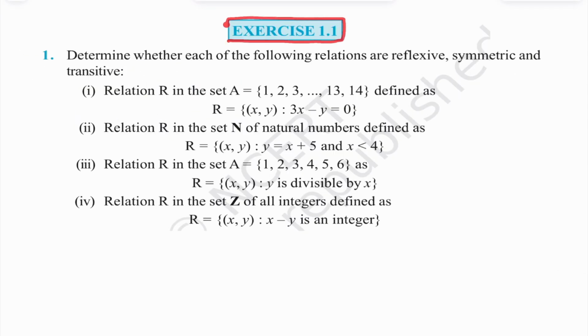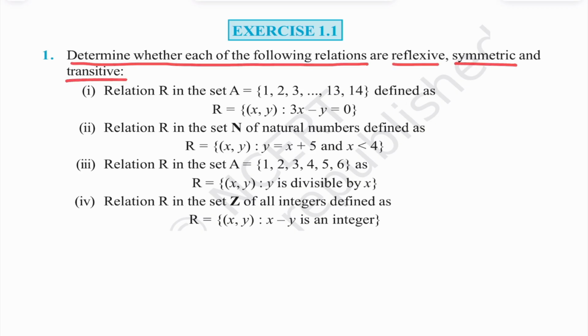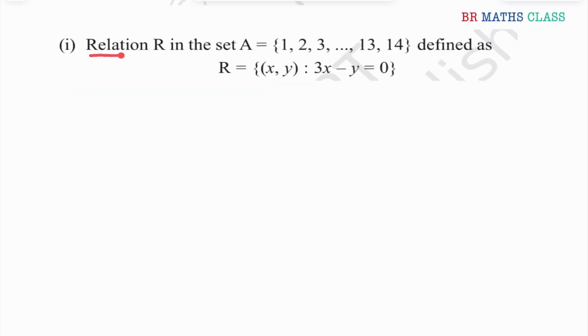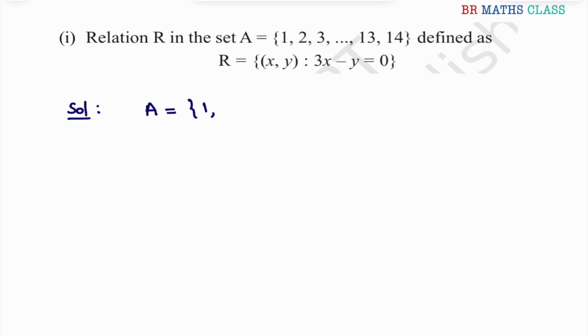Exercise number 1.1, question number 1. What they are asking in all these questions: determine whether each of the following relations is reflexive, symmetric, transitive. That means we'll take one relation first and then we'll check whether that relation is reflexive, symmetric or transitive. We'll check these things for each part. In this first question, they have given R is a relation on set A. That means they have given set A here. First point, you write that one. What is set A? Set A is 1, 2, 3, 4, like that up to 14. This is the given set. Second point is this relation is from where to where.